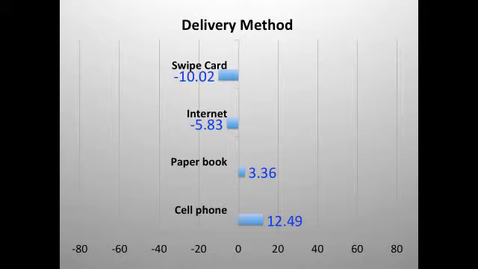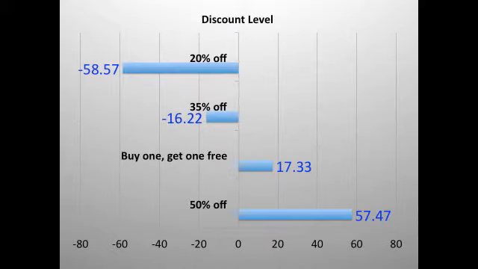The lowest below average is swipe card with a score of negative 10.2, and the highest above average is cell phone with 12.49. Okay, now we're going to go into discount level, and with 0 being the average, 20% off is way below average. We have a score of negative 58.57. And then at 50% off, we have way above average, the other extreme, and we have 57.47.